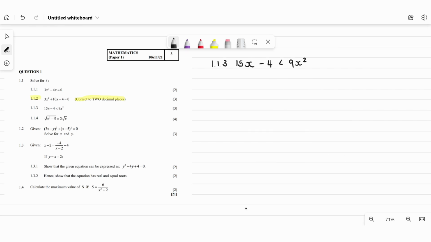So now we're going to do question 3. It says 15x minus 4 is less than 9x². First things first, we're going to take this 15x and minus 4 to the other side. So it's going to be 0 on this side, then less than, then you need to factorize this side.